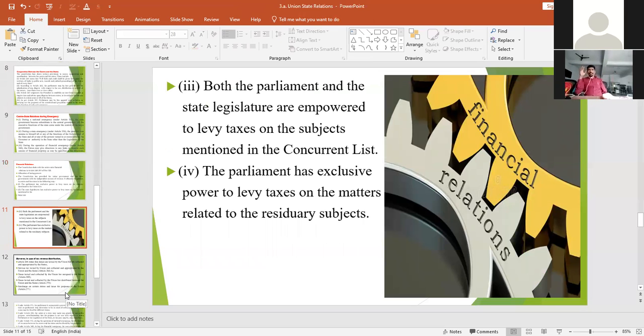Here both the parliament and the state legislatures are empowered to levy various taxes on the various subjects mentioned in the concurrent list. But the parliament has exclusive powers to levy taxes on the concurrent list than the states. So it seems that the parliament has the supreme authority, the highest authority, over the states on the matters of the concurrent list.